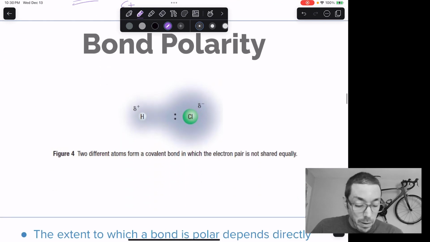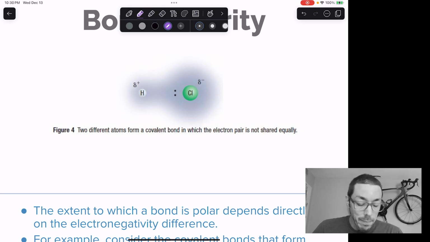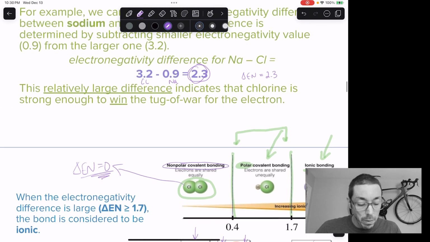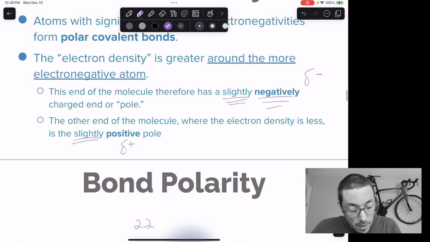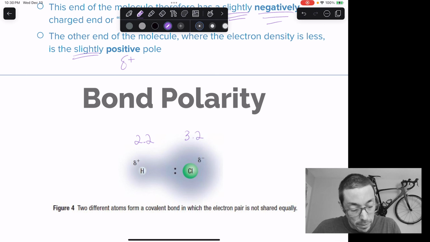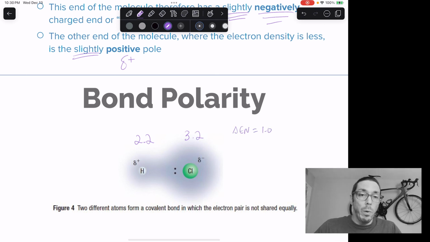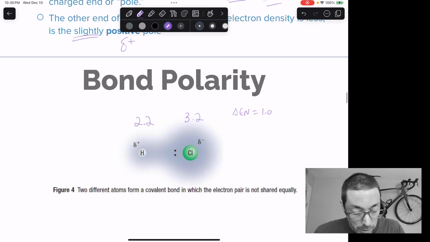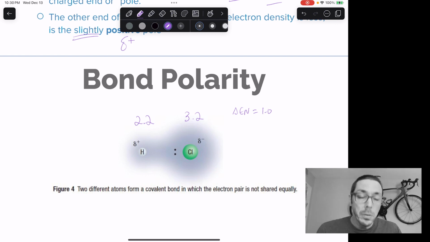Here's a picture of that H and Cl. If we look up the electronegativity difference, H is 2.2, and what was chlorine again? 3.2. So the delta EN here is exactly 1, and that fits right in the middle of the polar covalent zone. The electrons are shared, but they are pulled slightly more toward chlorine. This is just a simple molecule with one bond in it, right?